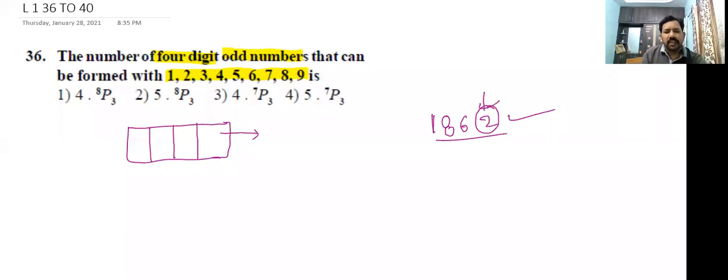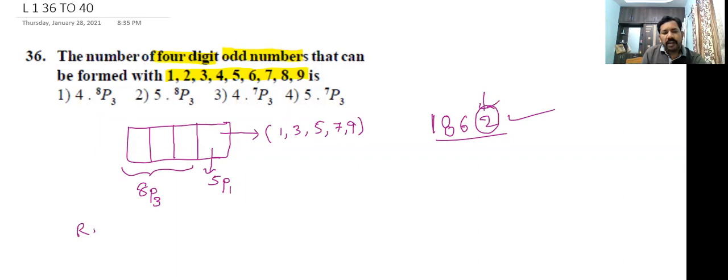In the given digits, how many odd numbers are there? 1, 3, 5, 7, 9. There are 5 odd numbers. Out of 5, take any one. Now, out of 9 digits, 1 digit is completed. The remaining 8 digits can be filled in the remaining 3 places. So it is possible to fill in 8p3 ways.